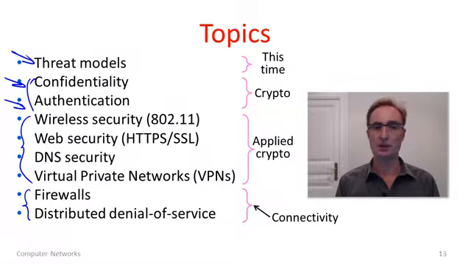Firewalls and distributed denial of service attacks are really more about preserving connectivity properties. And that's why they're not handled so much with encryption, but nonetheless, they're important security properties in the internet today. Great, so let's get on with it.